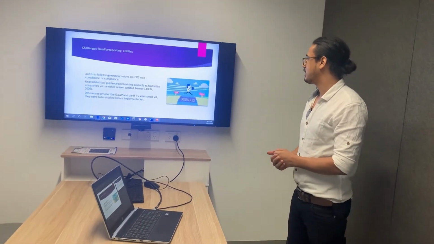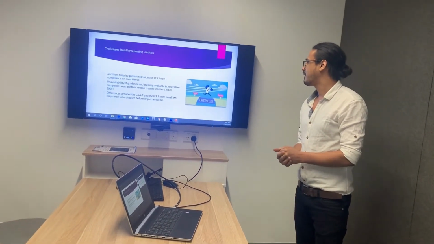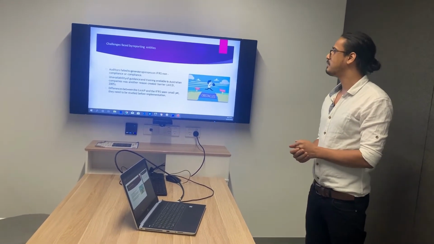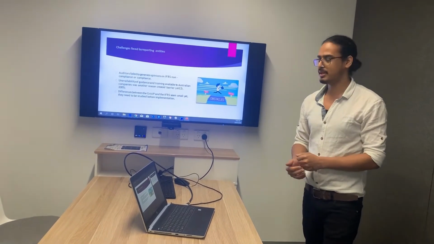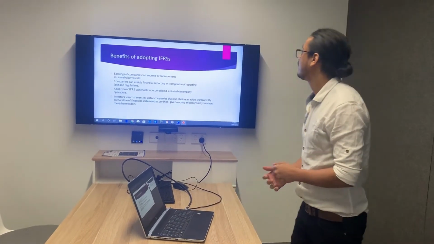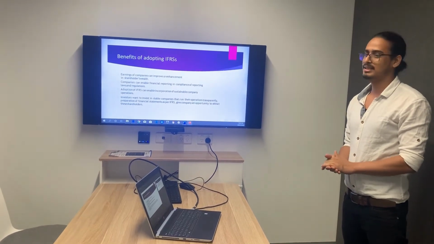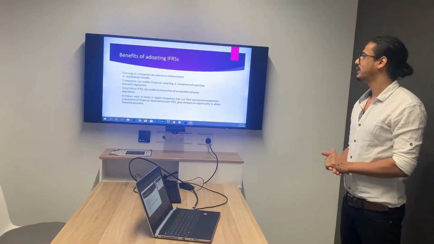The difference between GAAP and IFRS seems small, but it needs to be studied before implementation. And now, going to the benefits, owners of companies can improve or enhance their shareholders' wealth.